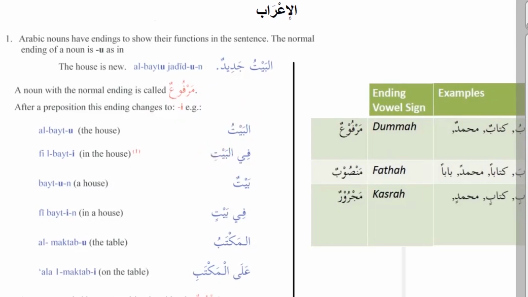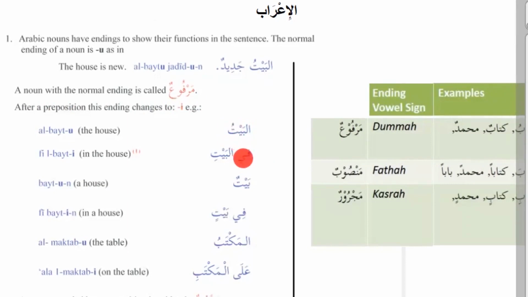As I said, when it has kesra or fatha, it is due to a certain condition. You can see the fee here. The fee is the cause of this kesra. That's what they are saying. After a preposition, this ending changes to e, I mean having kesra on the last letter. And they have given an example here. It is initially al-baytu. That is the default form.